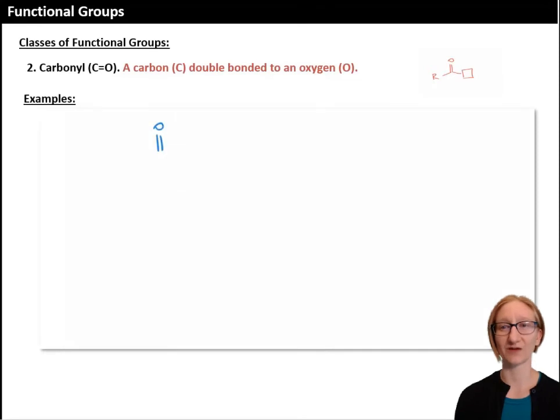When a carbonyl is bound to 1 organic group and 1 hydrogen, then we classify the whole functional group, including that hydrogen, as an aldehyde. When both groups bound to the carbonyl are organic groups, then we have a ketone.